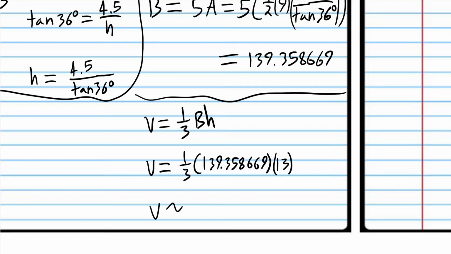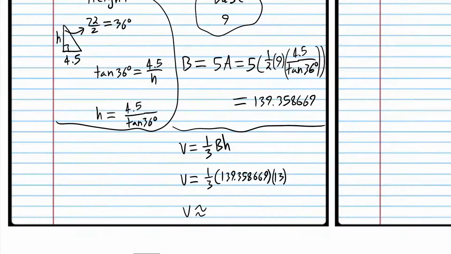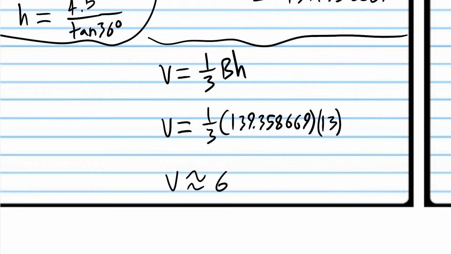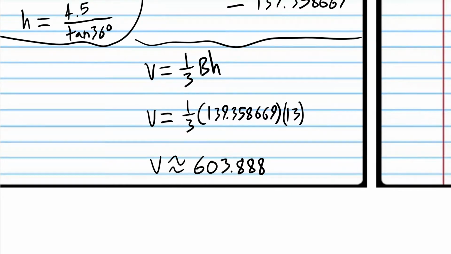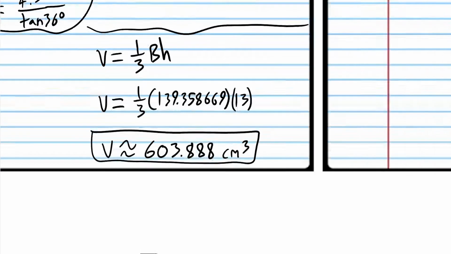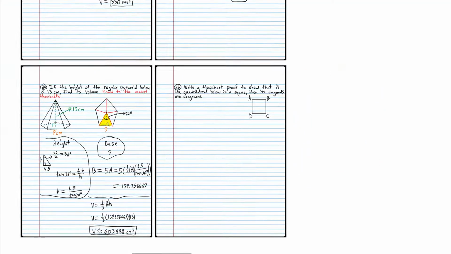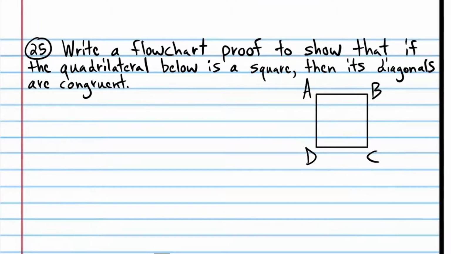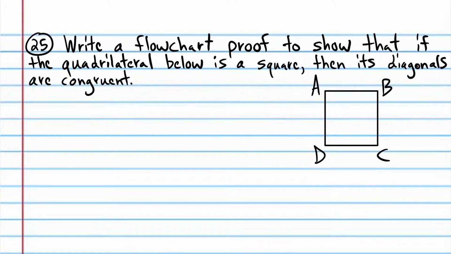So we're told to round off to the nearest thousandth. So that's going to be 603.888. And the units are cubic centimeters. If you got that one right, good job. Okay, on to 25. Go ahead and try 25. Last problem. When you come back, we'll do it together.